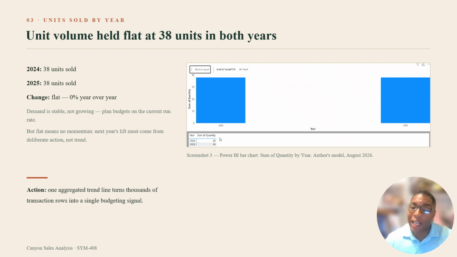Second, flat is not growing. We want higher sales next year. The lift has to come from deliberate action, like promoting the mid-tier products or strengthening the trailing region, not from momentum. Because the fact table stores one row per sale, aggregating by year smooths out individual transactions and gives us a single planning number.